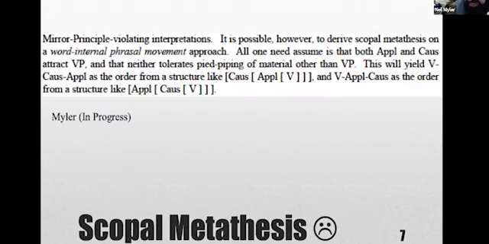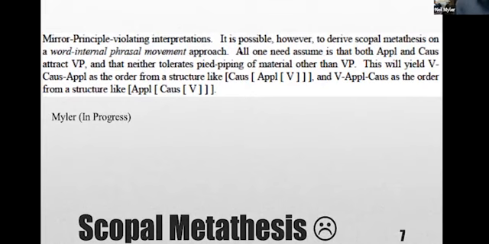Scopal metathesis is a term used originally by Kevin Ryan, I think, for a hypothetical situation in which there are two available orders for a pair of affixes, but the interpretation in each case is the opposite of what you would expect given the mirror principle. And insofar as scopal metathesis doesn't ever happen, that's a problem for word internal phrasal movement approaches of the type that I've embraced in the past and that Tom embraced here.